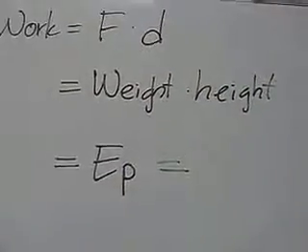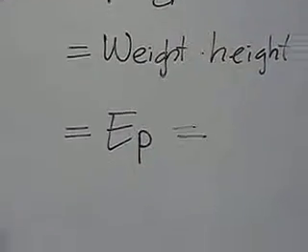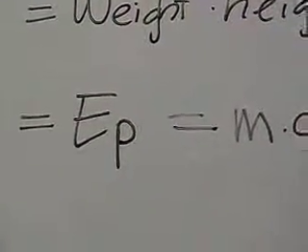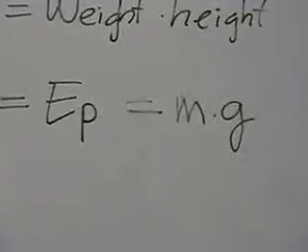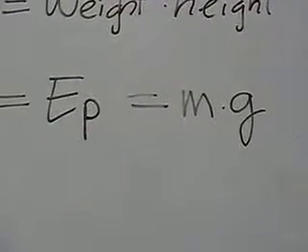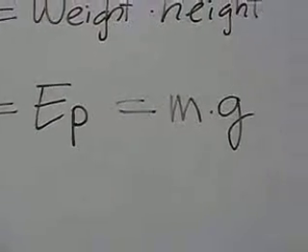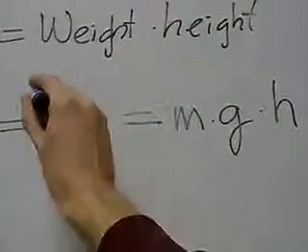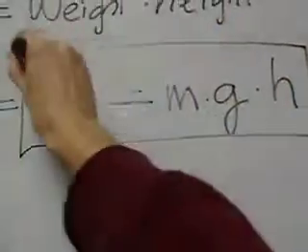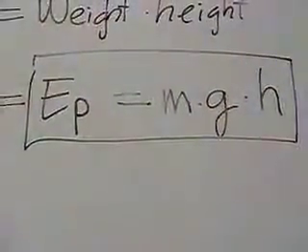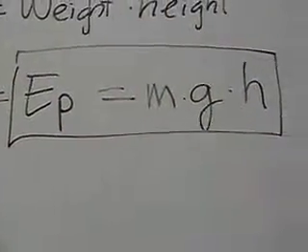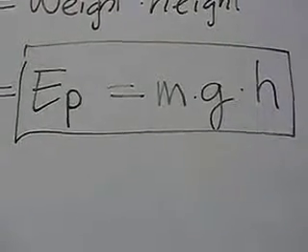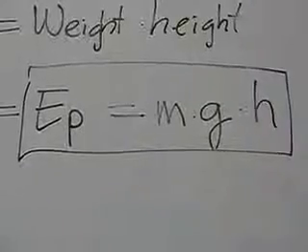Now you remember how to calculate the weight of the object if you know the mass. You take the mass of the object and you multiply it by the gravitational acceleration. So mass times gravitational acceleration gives us the weight of the object, and then you multiply it by the height to which you're lifting it. So this is going to be the general formula that we are going to use for calculating the gravitational potential energy of objects. We take the mass times the gravitational acceleration times the height at which the object is.